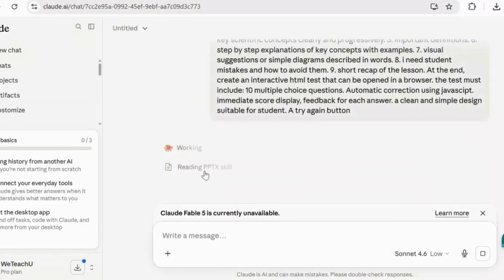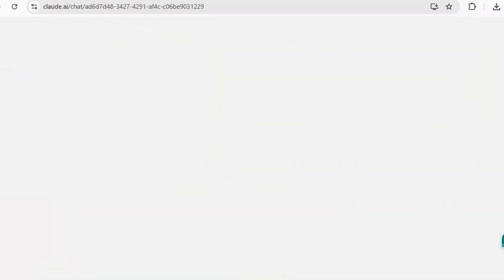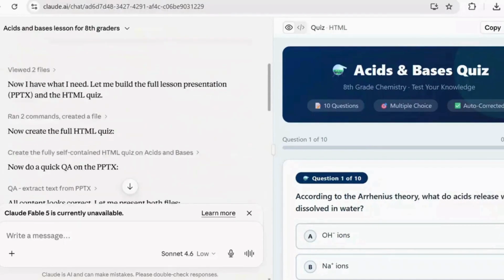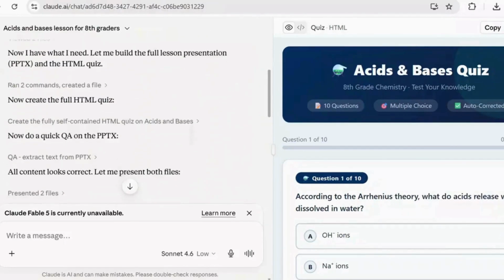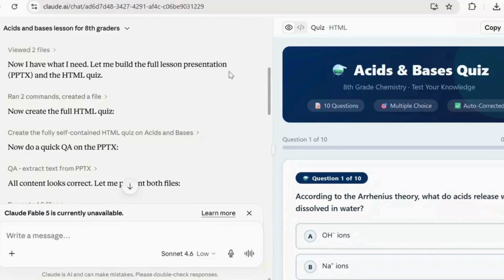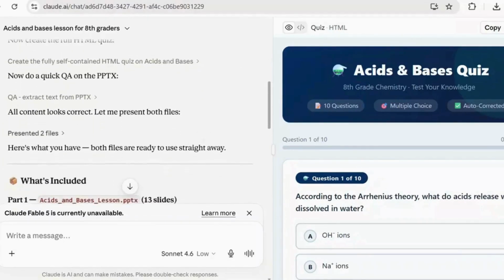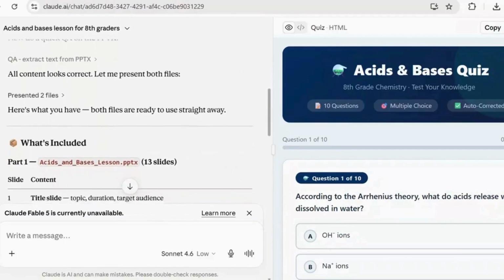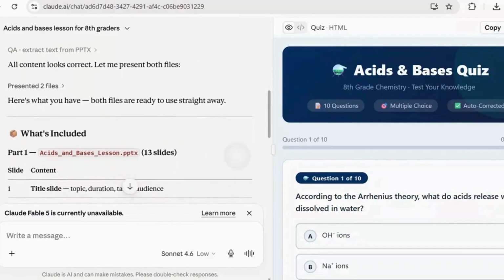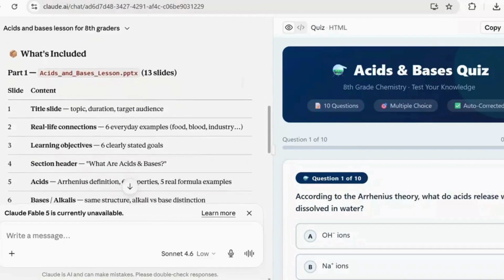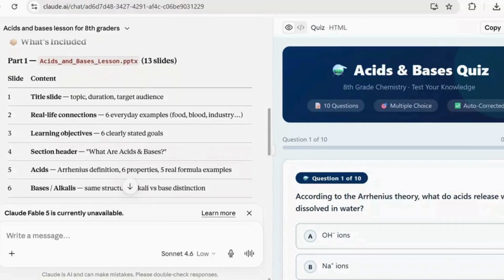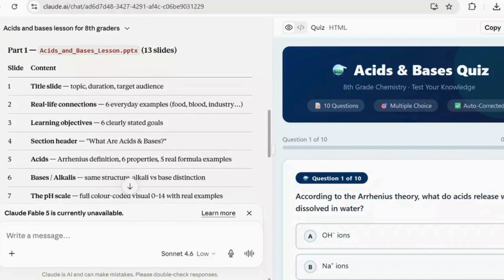Please, the lesson I get from Claude is divided as follows. You have 2 files. That's the full HTML quiz. So you have PowerPoint presentations. That's part 1. Acid bases. That's a PowerPoint that I can download and edit as required.